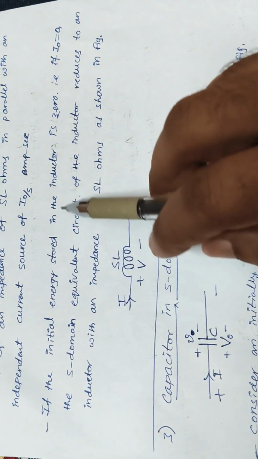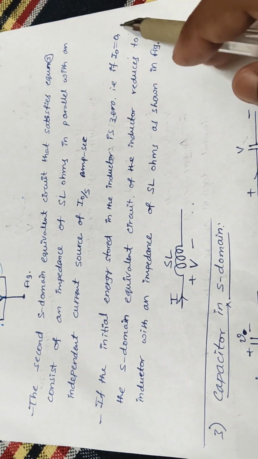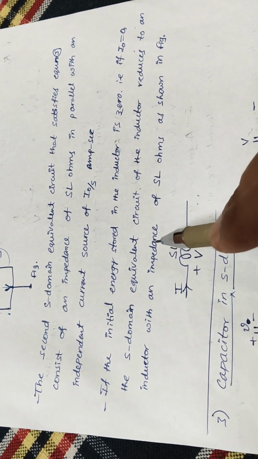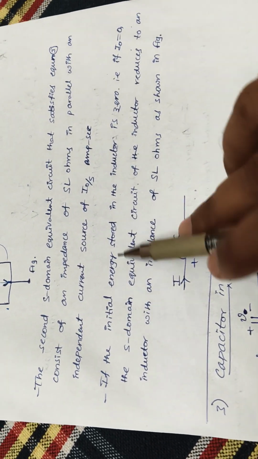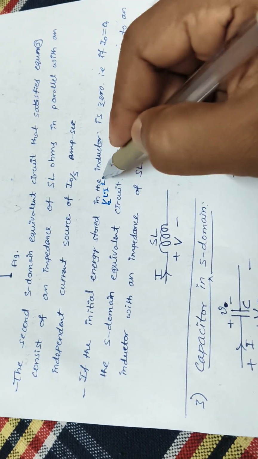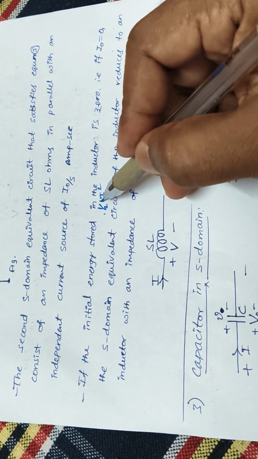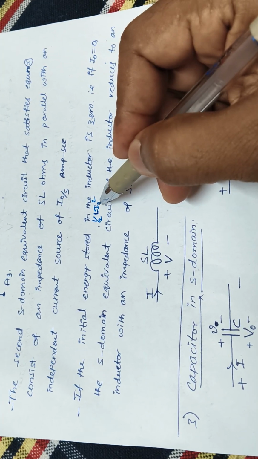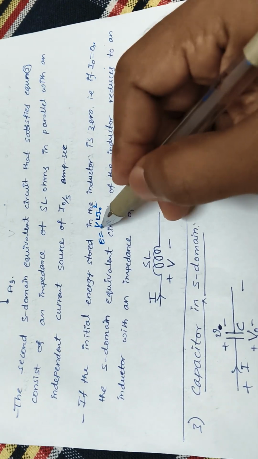If the initial energy stored in the inductor is 0, then I naught will become 0, right? Then the S domain equivalent circuit of the inductor reduces to only the inductor impedance, with an impedance of SL ohms. If the initial energy stored in the inductor is 0, what is the initial energy stored in the inductor? Half L I squared. If I naught becomes 0, then only the energy will become 0, because the inductance will not become 0, only the current has to become 0. If I naught is equal to 0, then energy becomes 0.